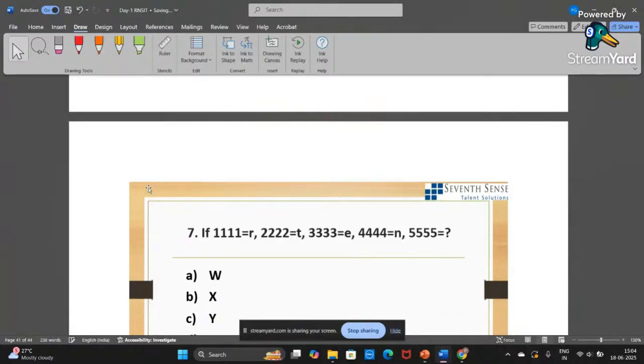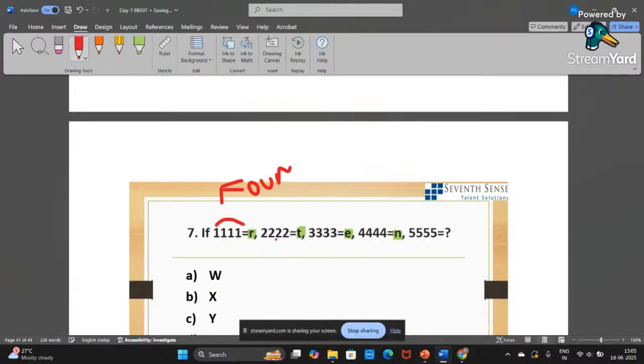1 is equal to R, 2 is equal to T, 3 is equal to E, 4 is equal to N, 5 is equal to what? So we need to find the logic here. See here, they've given just a single letter. We need to find the logic of this. So let us add all these numbers. 1 plus 1 plus 1 plus 1, it is 4. We have to try in every possible way. When we solve multiple questions like this, only then is it possible to solve this type of question.